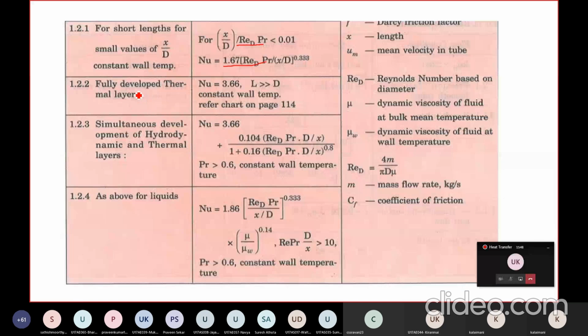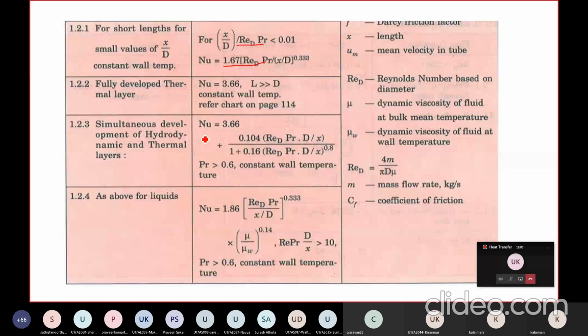If the pipe is maintained at a constant wall temperature and the flow has a fully developed thermal layer, then we have to use Nusselt number equal to 3.66. For simultaneous development of the hydrodynamic and thermal layers, that is, when both layers are developing, we can use this formula.